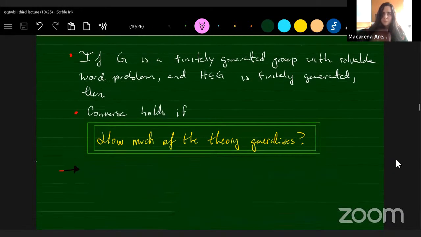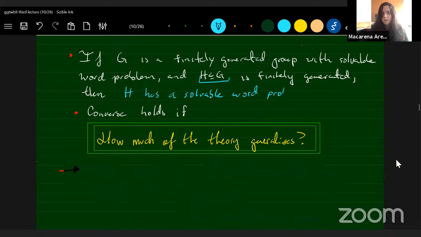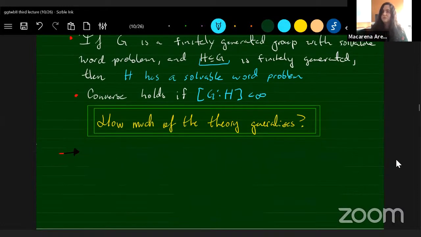So in particular, we know that for the word problem, if a group has a solvable word problem, then whenever we have a finitely generated subgroup, the finitely generated subgroup also has a solvable word problem. Now, the converse is obviously not true, but it is true if you restrict to finite index subgroups. So the question is, how much of the theory generalizes? How much of this is true for the conjugacy problem? And it turns out that none of it.